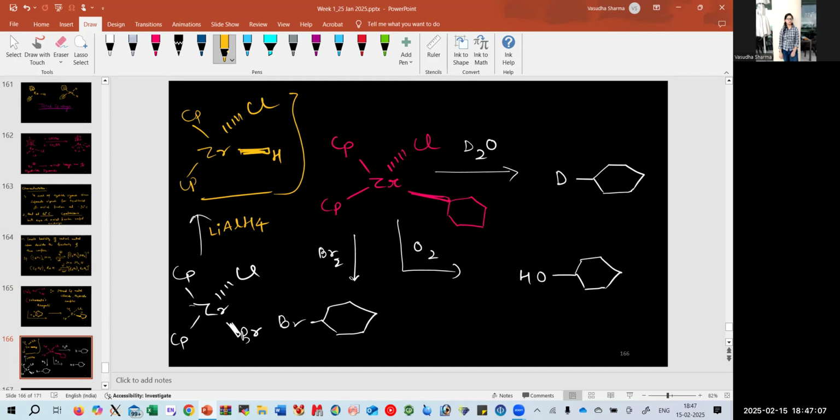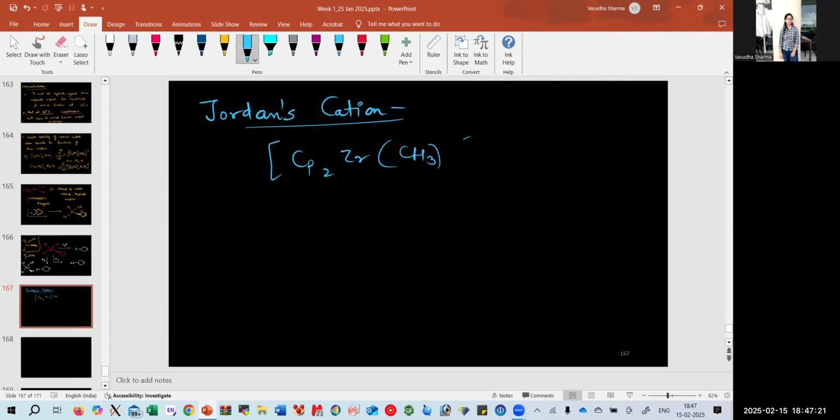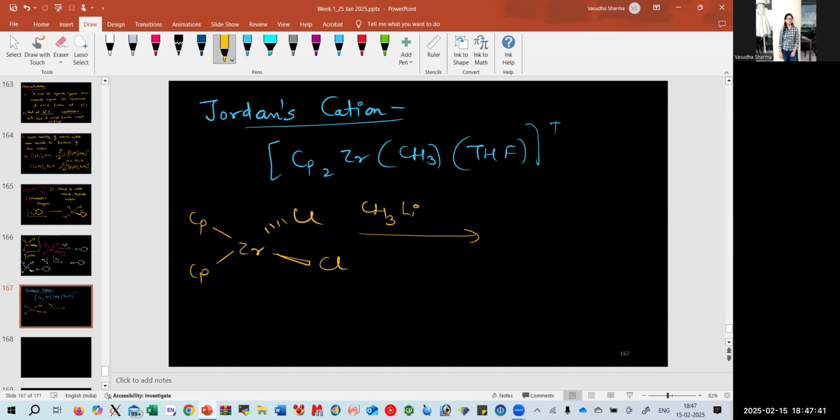Okay. So there is another complex which is Jordan's cation. Jordan's cation is actually [Cp2ZrCH3(THF)] positive. This is being used for C-H activation and C-C coupling reactions. So how is it being prepared? We take Cp2ZrCl2. When it is being treated with CH3Li, it would replace the chlorine with the two methyl groups, releasing lithium chloride.